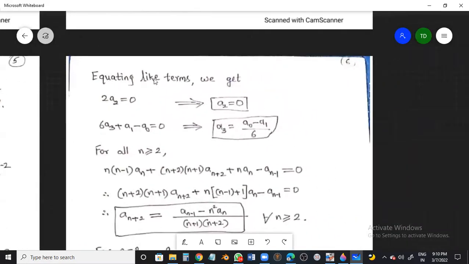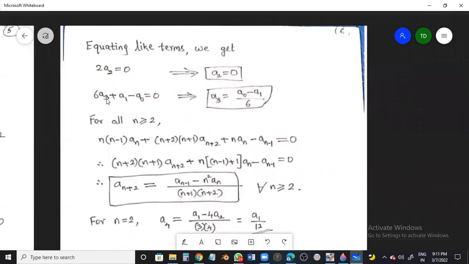So equating like terms, we get the constant term: twice a2 equal to 0 will mean a2 is 0. Linear term, the coefficient was 6a3 plus a1 minus a0. We equated it to 0. So always we will take the later one in terms of the previous ones. So the later one is a3. I can write it as a0 minus a1 upon 6.